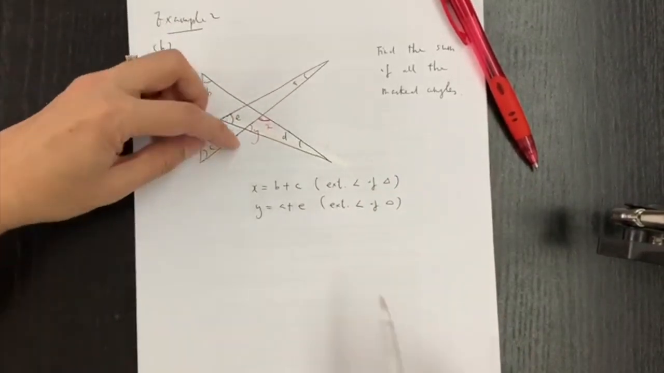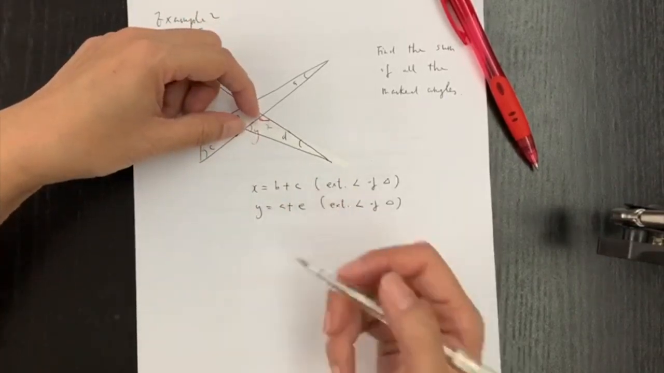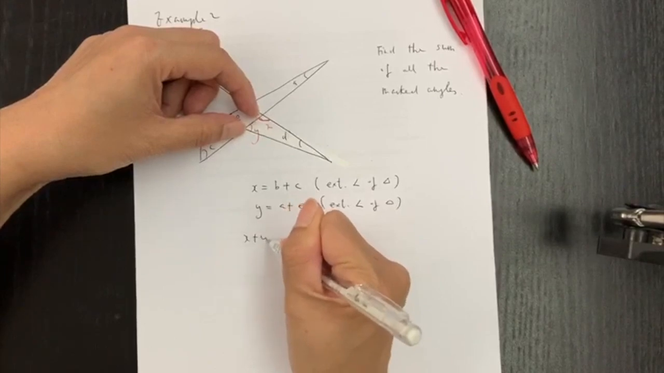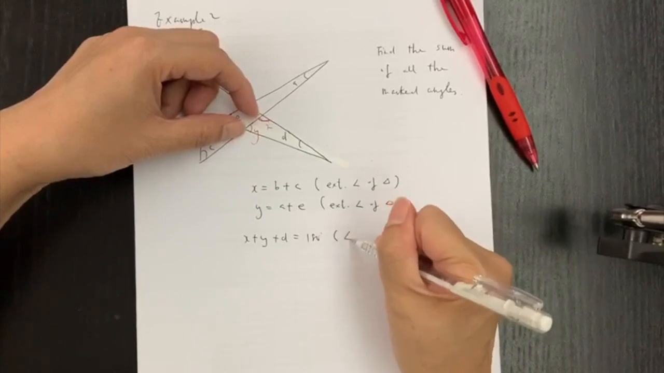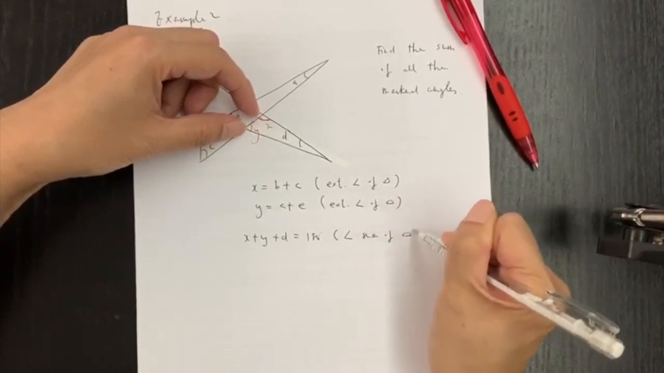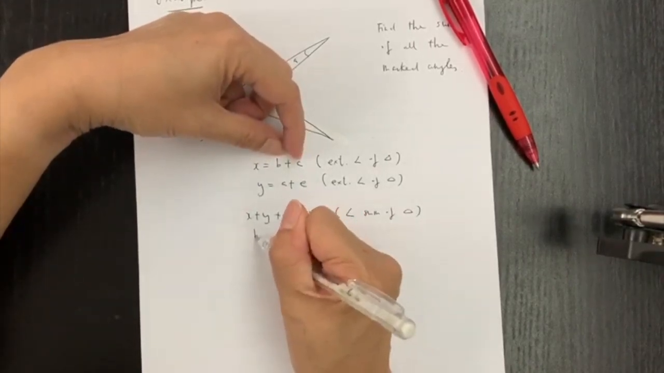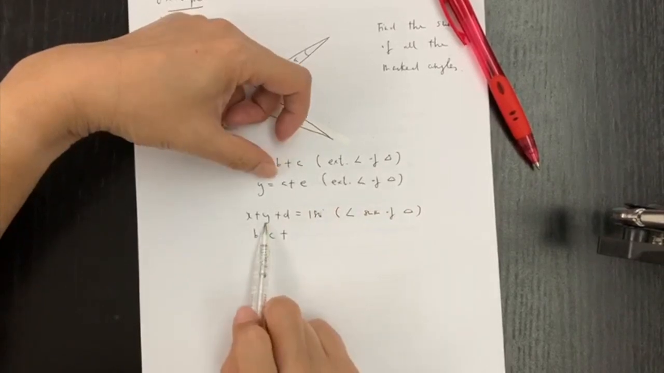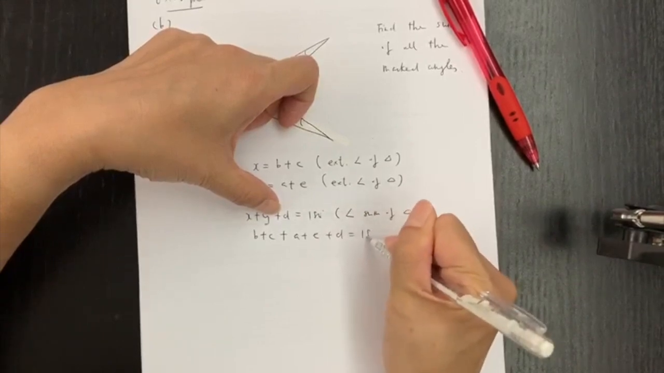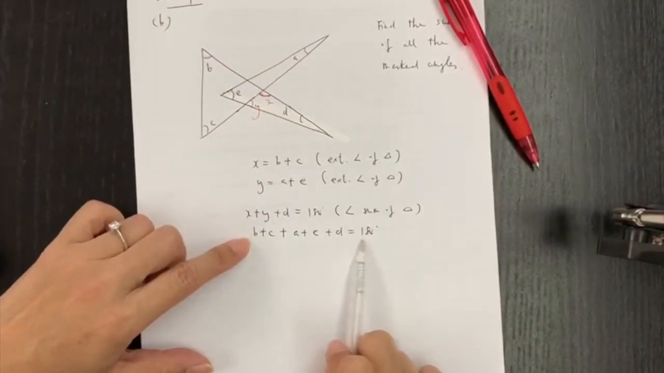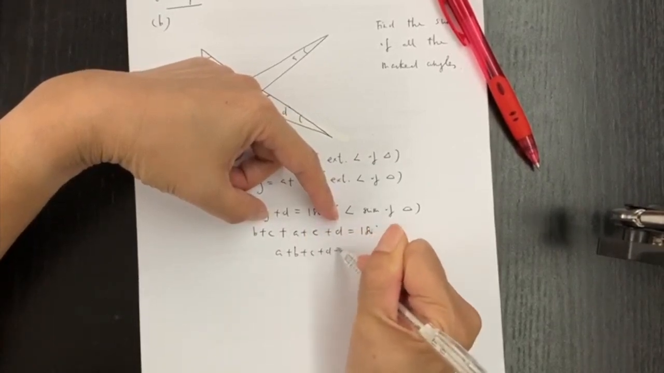Almost done, you see? Now we have X, Y, and D here within the triangle. Then we can join them together. That will be X plus Y plus D, which is 180. Reason is angle sum of triangle. Now we don't want X, we change X to B plus C. We don't want Y, we change Y to A plus E, and then I have a D here, 180. Let me rearrange them in a nice order. So that will be A plus B plus C plus D plus E. What is the answer?